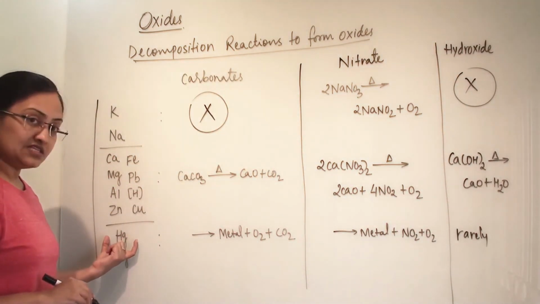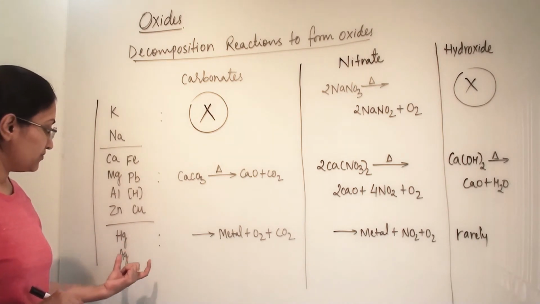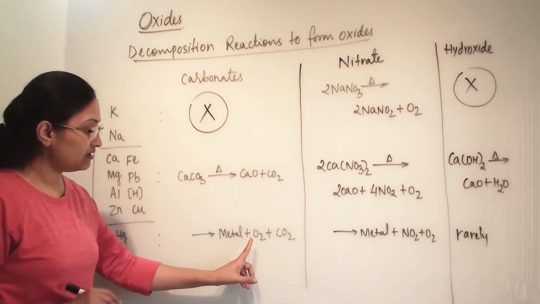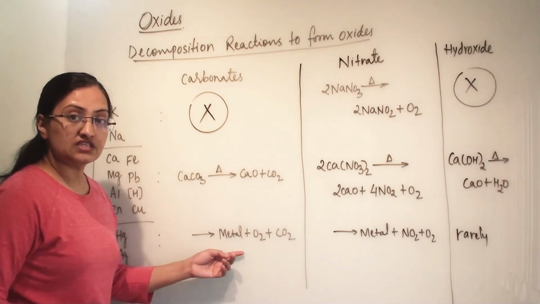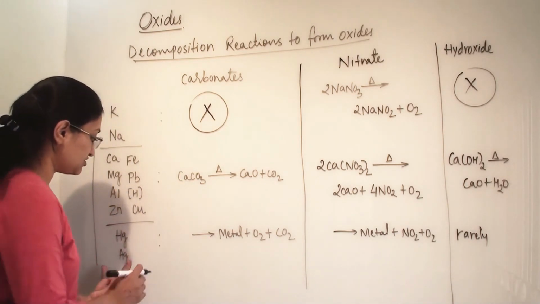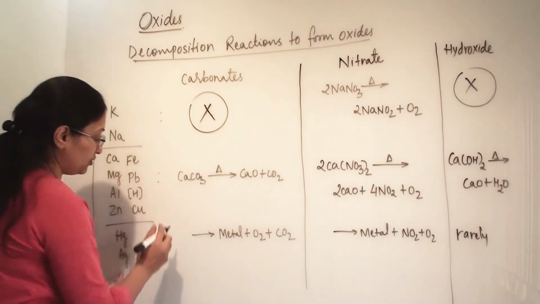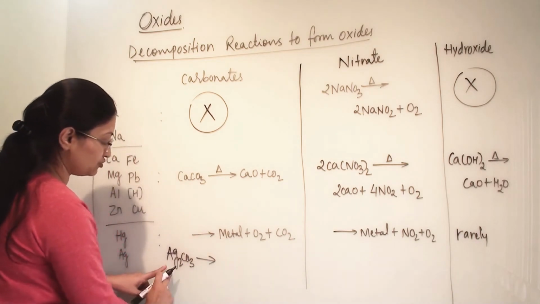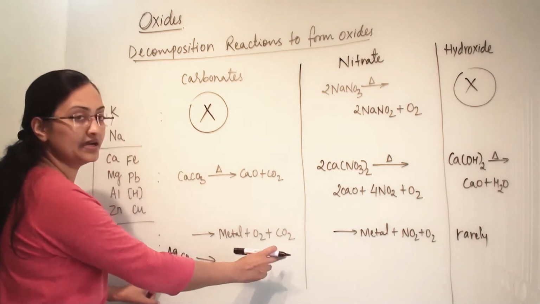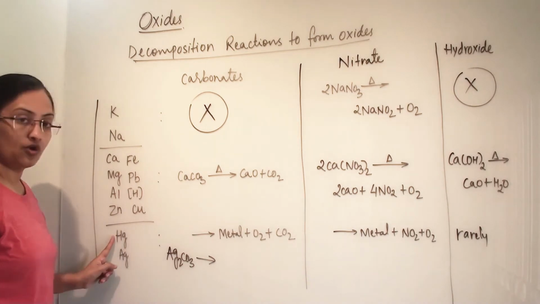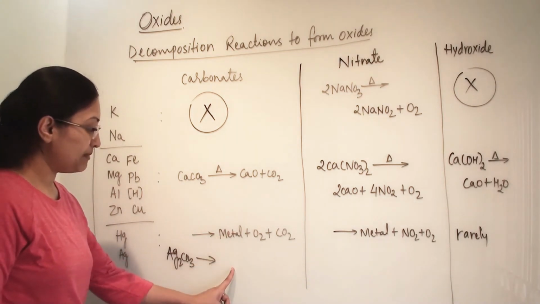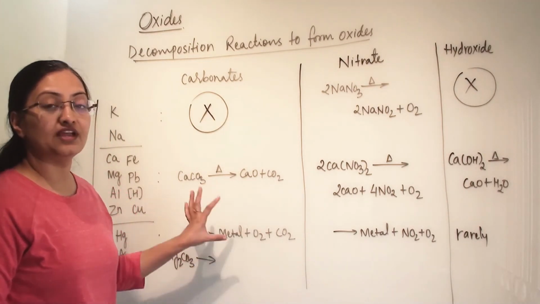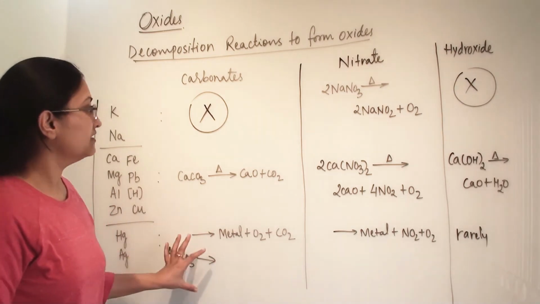Now the least reactive metals, like mercury and silver. When carbonates of these metals are there, they will decompose and give us metal, oxygen and carbon dioxide. So this is a generalized reaction. We can frame this reaction like Ag: silver carbonate, Ag2CO3, will give us the metal silver, then oxygen and carbon dioxide. If it is mercury, then mercury carbonate will be there, the metal we get is mercury, then oxygen and carbon dioxide. That is how we can frame the reaction from the generalized equation.